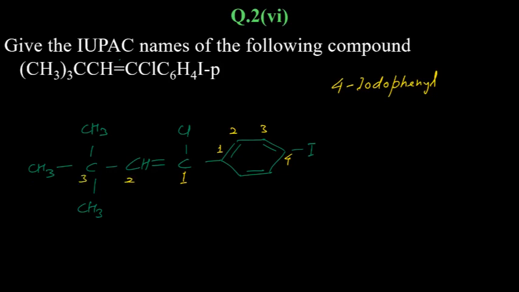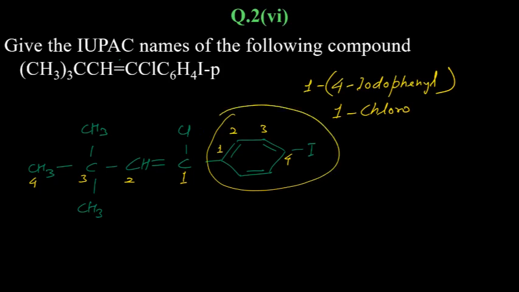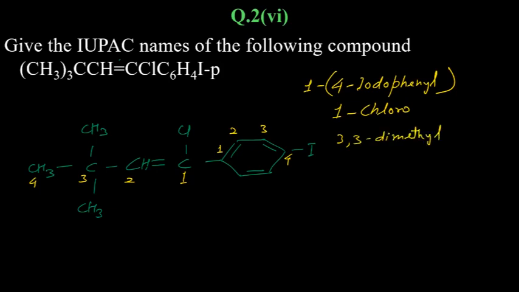1, 2, 3, 4. So on 1 you have chloro also. Okay. And on 1 you have 4-iodophenyl also. This 4-iodophenyl is connected to which carbon? First carbon. Okay. So at 1 you have 4-iodophenyl, at 1 you have chloro, and then at third carbon you have 3,3-dimethyl also. And then you have the main chain as butene, that is but-1-ene.